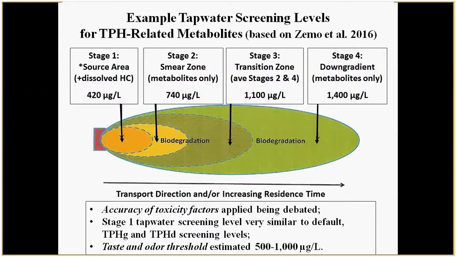Now it doesn't really matter as you get out to stage 4, 1,400 micrograms per liter TPH-related metabolites. That water is probably going to smell pretty bad and taste really bad. So even though it's not toxic in theory, no one's still going to drink it. That's the nice thing with petroleum. In most cases, you're going to be well aware that you're being exposed, either through smelling it or tasting it, before you hit a level that really poses high risk.